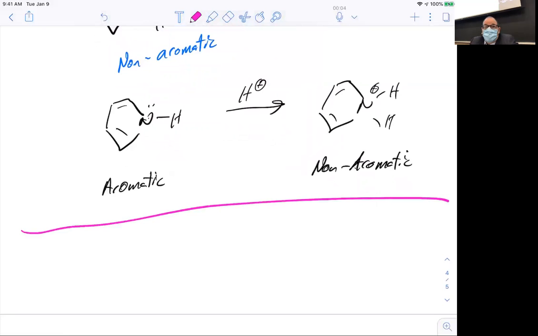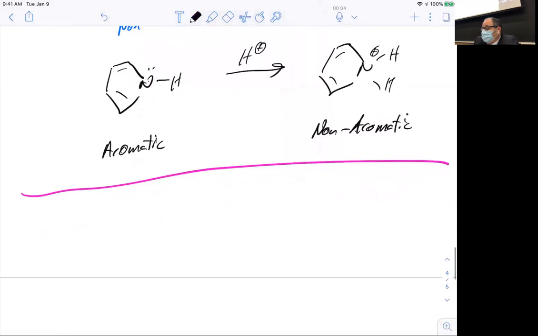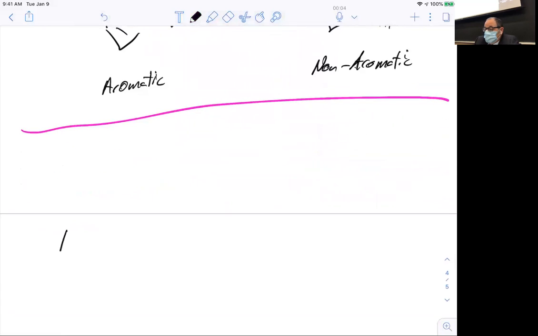Okay, so for the quiz on Thursday, that's where we'll stop. We're on acid base, so it'll cover the basics of reaction mechanisms, and then it'll cover acid base reactions. We'll go ahead and move forward into nucleophilic substitutions. This will be on the next exam, but it won't be on the quiz on Thursday.